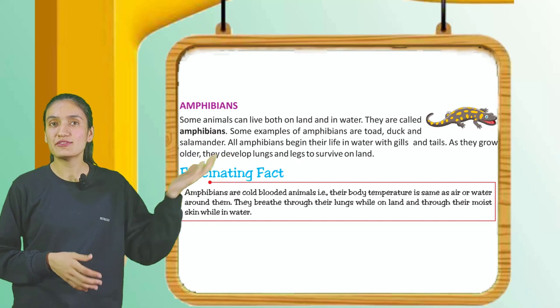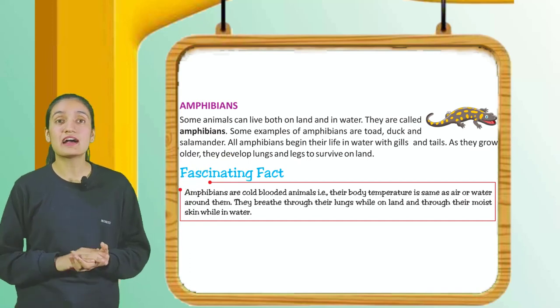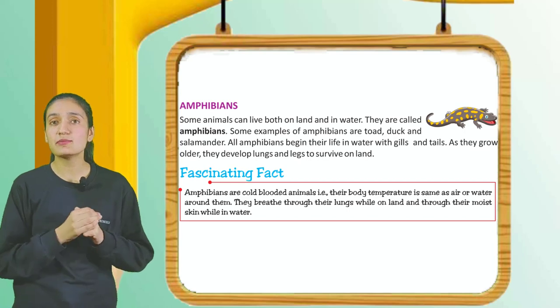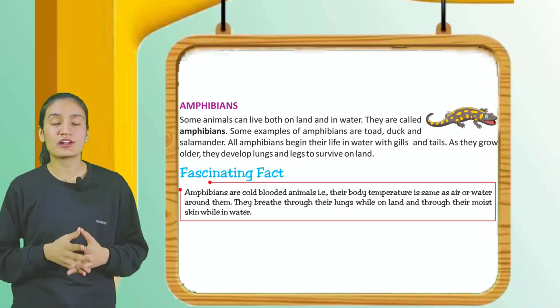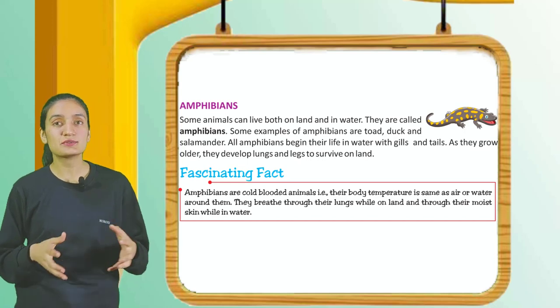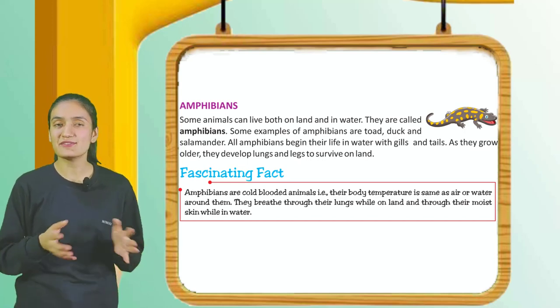Now, next is a fascinating fact. Amphibians are cold-blooded animals. That is, their body temperature is the same as the air or water around them. They breathe through their lungs while on land and through their moist skin while in water.